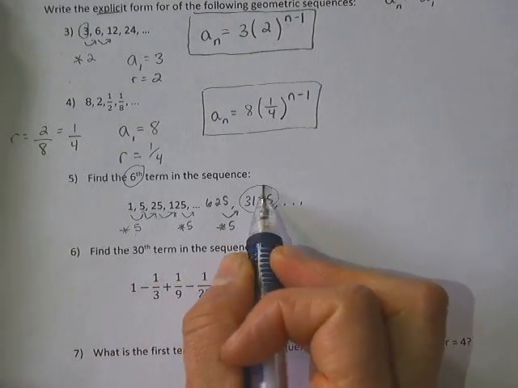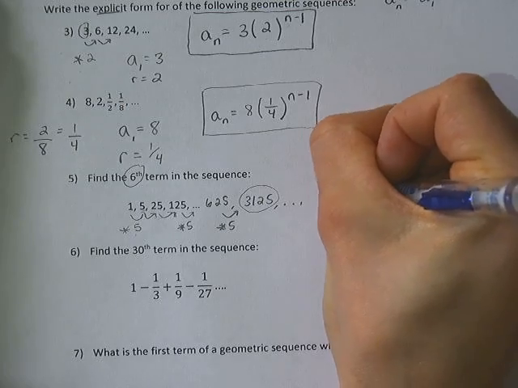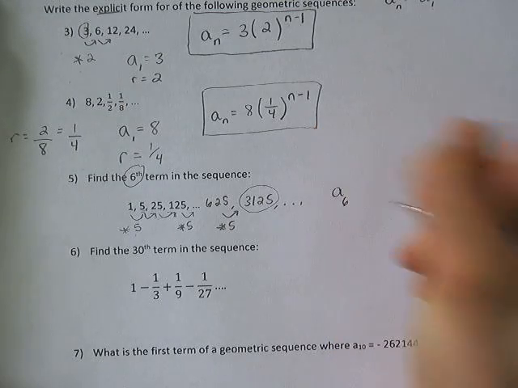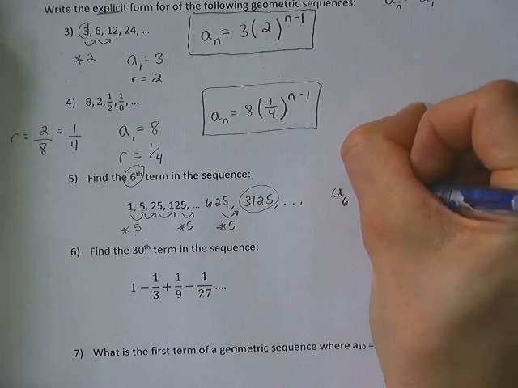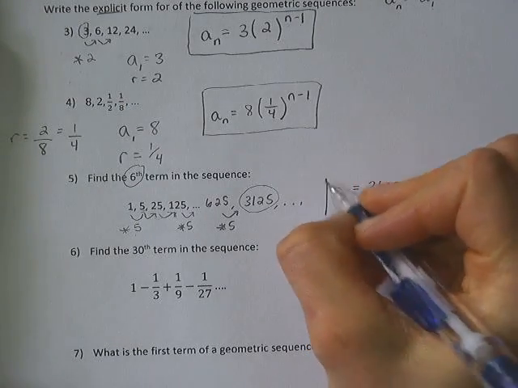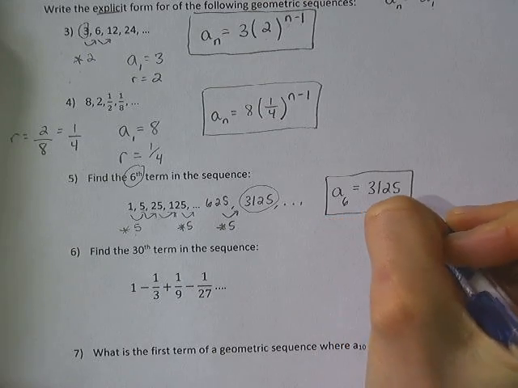So this would technically be my answer. So I would say, using our notation, the term that's in the 6th spot would be 3,125. Okay, so that's thinking recursively.